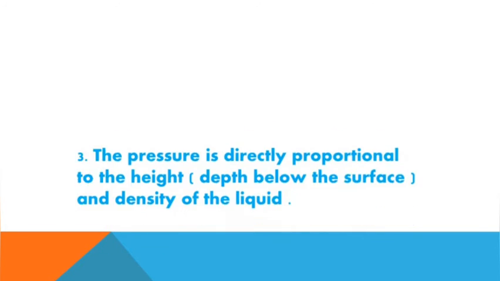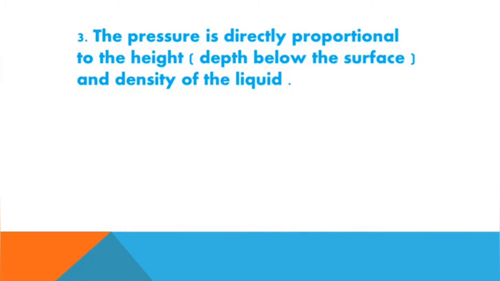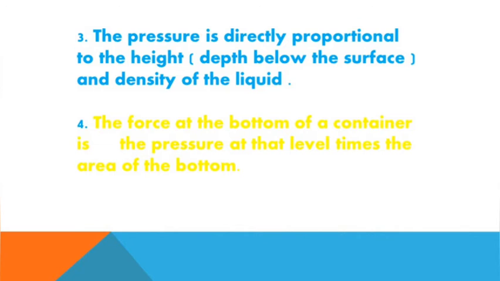The third property is that the pressure is directly proportional to the height and the density. That means when the depth below the top surface increases, when you go deeper and deeper, the pressure will be very large. And the density also affects it directly. The greater the density, the greater the pressure. The force at the bottom of the container is just the pressure times the area of the container. Pressure times area.